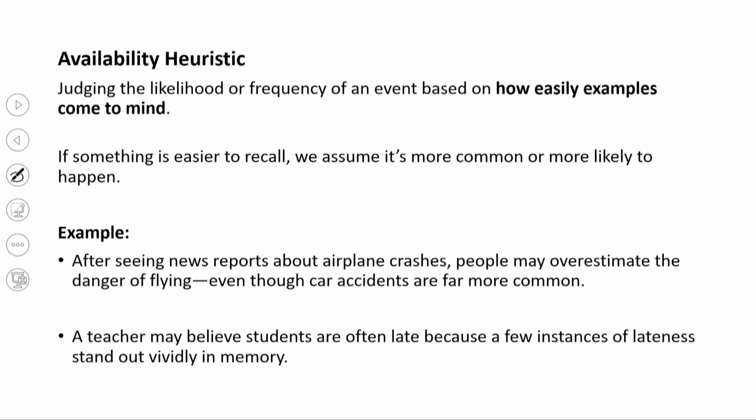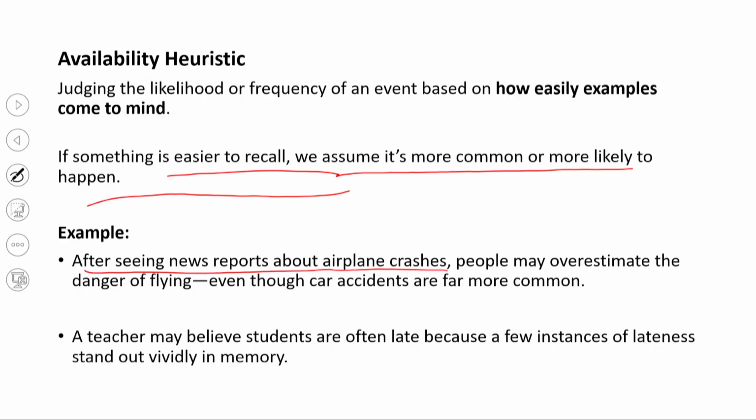What are these? So what does the availability heuristic mean? Judging the likelihood or frequency of an event based on how easily examples come to your mind. If something comes to your mind quickly, you try to use that rather than using a step-by-step process. If something is easier to recall, we assume it's more common or more likely to happen. For example, after seeing news reports about airplane crashes, people may overestimate the danger of flying, even though car accidents are far more common. Because now it is fresh in your memory.